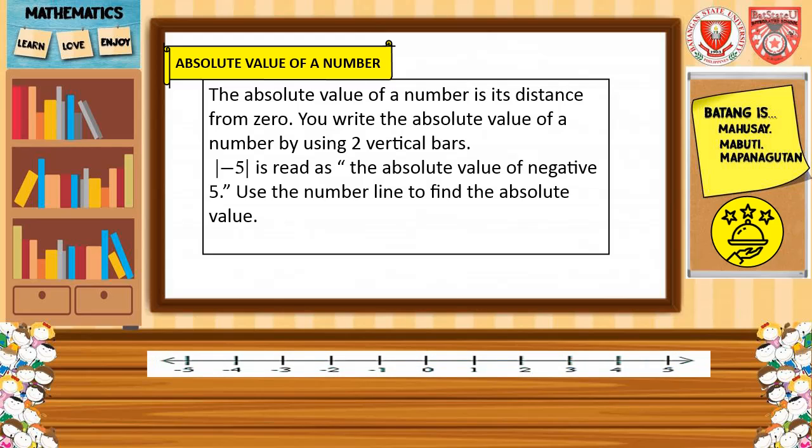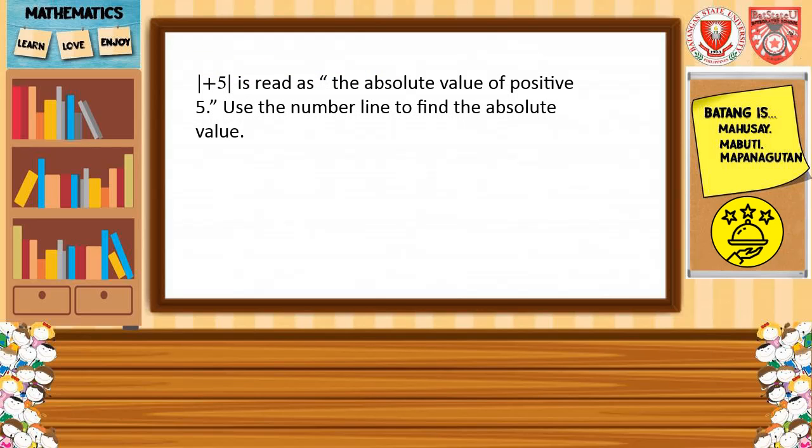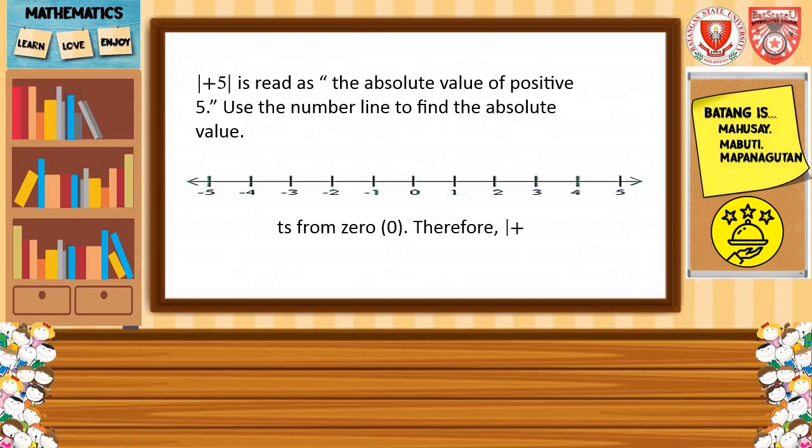Use the number line to find the absolute value. So we have here, -5 is 5 units from 0. Therefore, the absolute value of -5 is equal to 5. The absolute value of +5: use the number line to find the absolute value. The absolute value of 5 is 5 units from 0. Therefore, the absolute value of +5 is equal to 5.